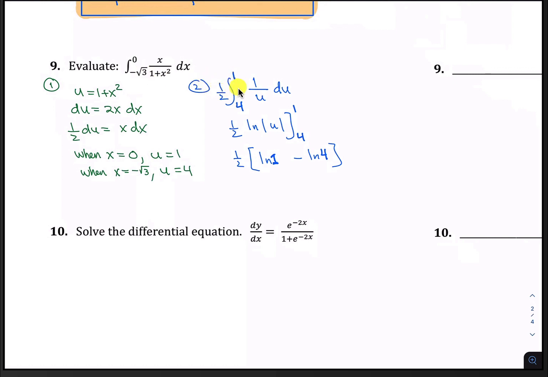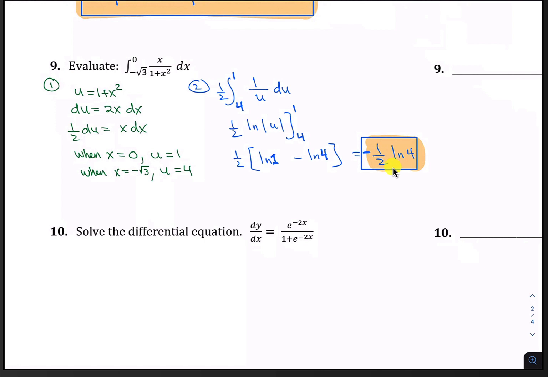So in step 2, it's going to be 1/2 of the integral from 4 to 1 of 1 over u du. We know the antiderivative of 1 over u is the natural log of the absolute value of u with the 1/2 in front, and then we'll evaluate that between the 4 and the 1. We will plug in the 1 first, and then plug in the 4 and subtract in between. So that's 1/2 of the quantity natural log 1 minus the natural log of 4. And we know that the natural log of 1 is 0, so this would be negative 1/2 natural log 4.